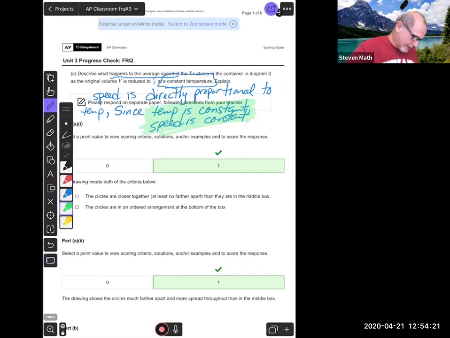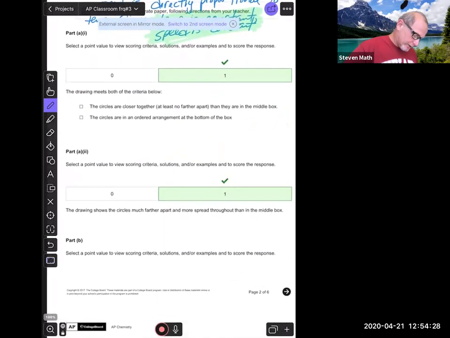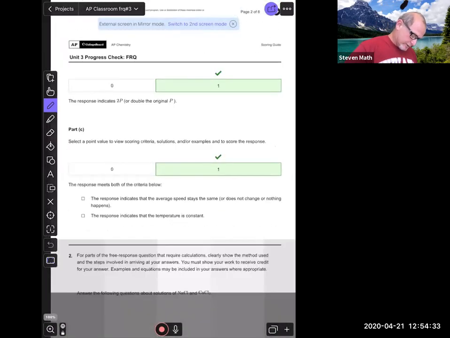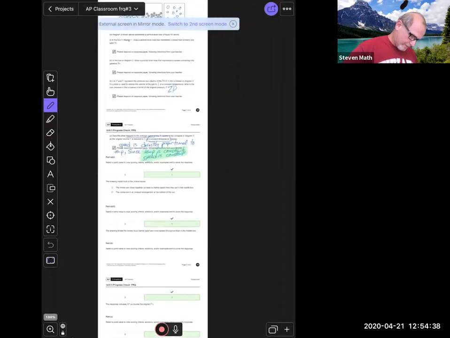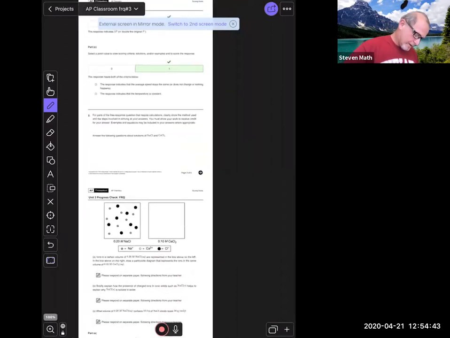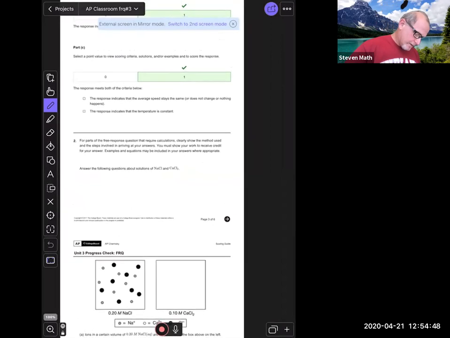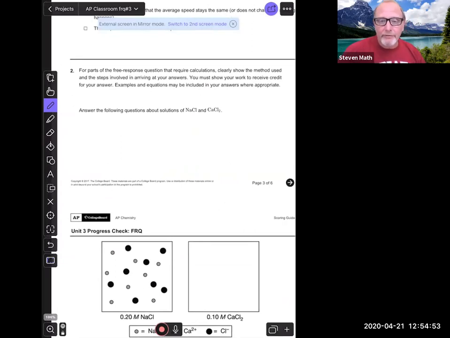Okay, then we get to select a point value. Let's see here. The drawing circles are close. Okay. 2P. All right, so that was all we had for 1. 1 was very straightforward. You had a couple diagrams, you had temperatures proportional.